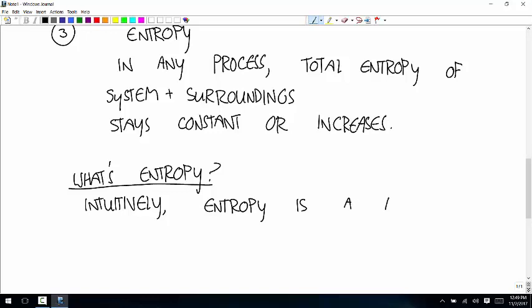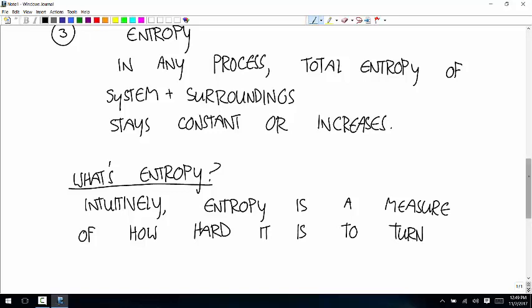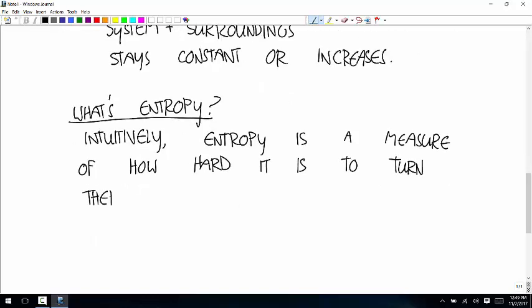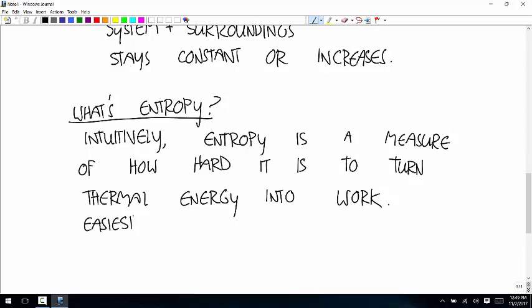Intuitively, entropy is a measure of how hard it is to turn your thermal energy into work. I think it's easiest to think of this in terms of a piston cylinder assembly.